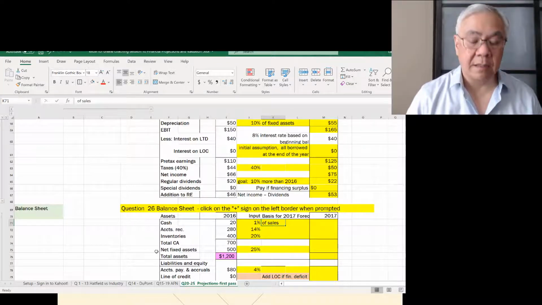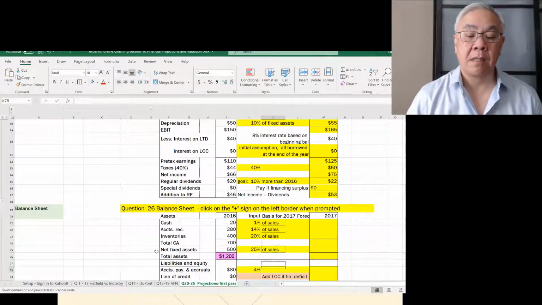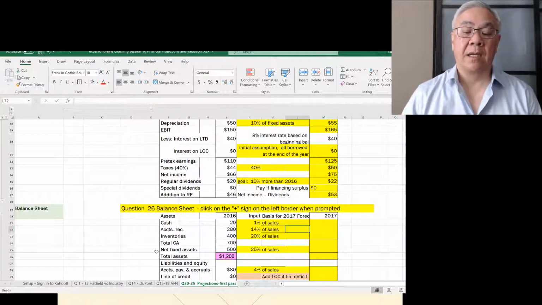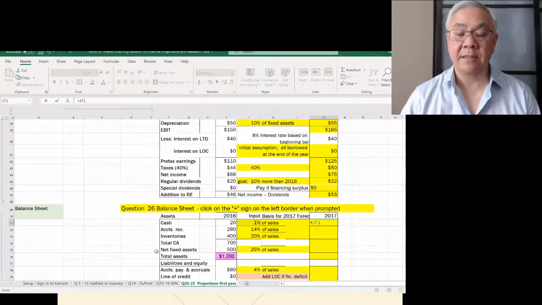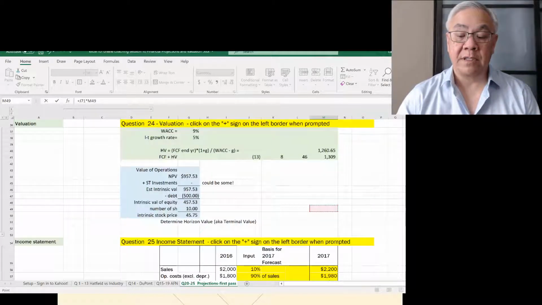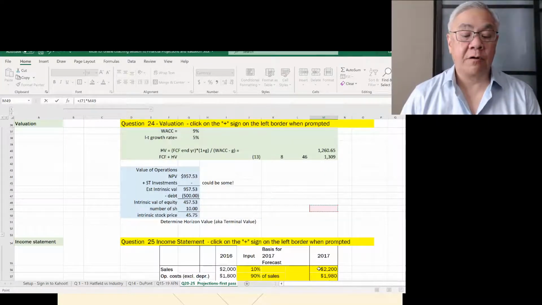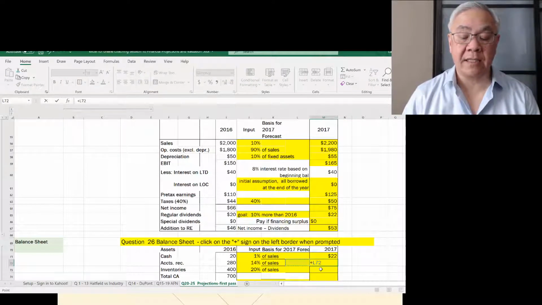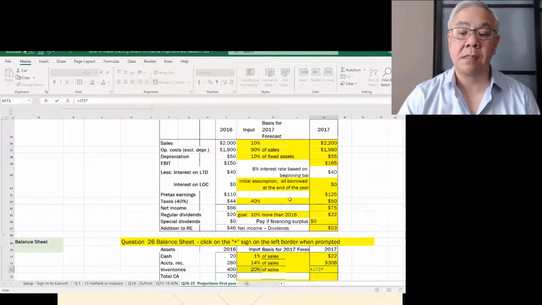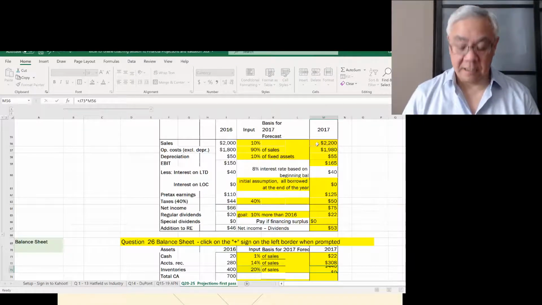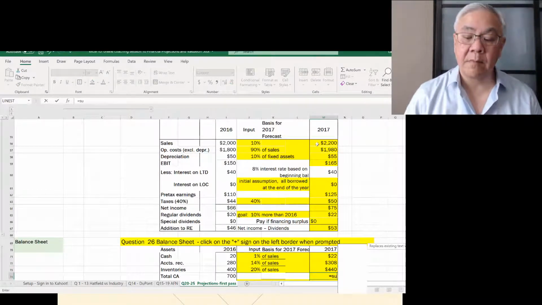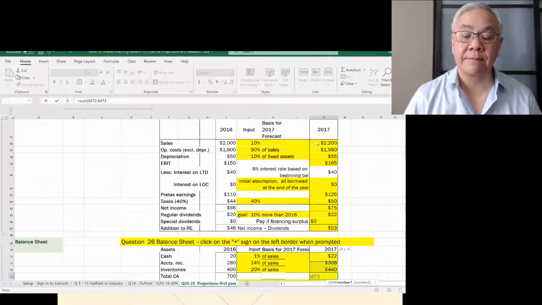And I'll just copy those. All right, let's use those numbers. We have 1% times sales of 2,200. For accounts receivable, same thing. We'd take the percent times the sales. For inventory, we take 20% of sales. That gives us, if we sum it, our total current assets.